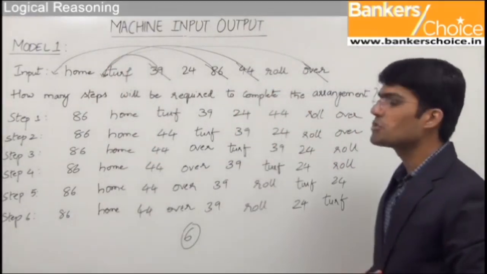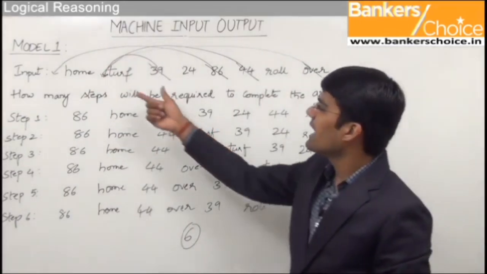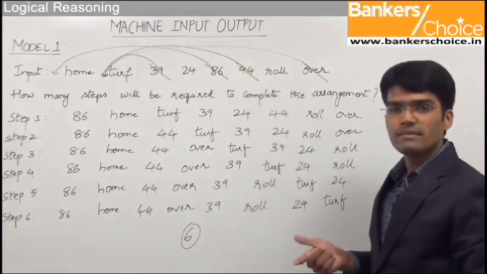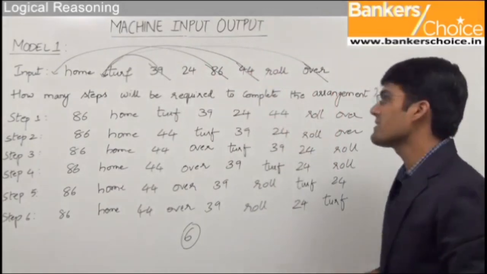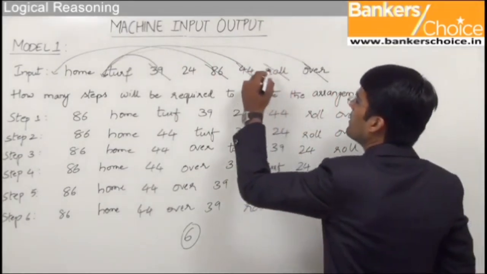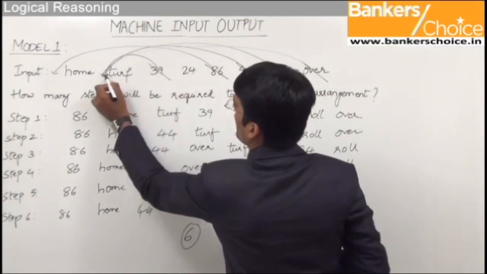After 39, there should be a word, and that word should be either turf or roll. As we know that we are going by alphabetical order, the word which comes after 39 must be roll. So let us strike off roll and show its movement with the help of an arrow.